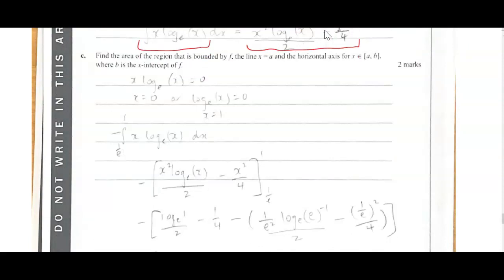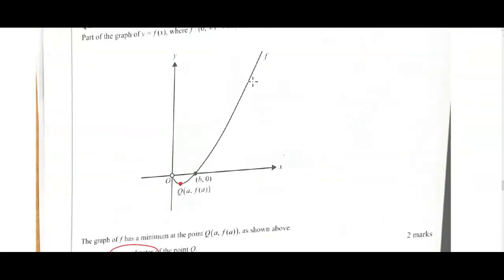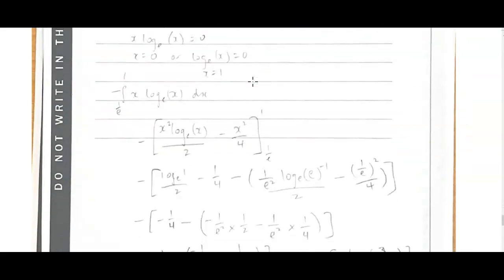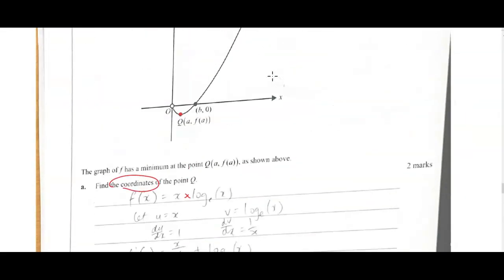Find the area of the region that is bounded by F, the line x equals a, and the horizontal axis, where b is the x-intercept of F. Okay, so just trying to think of what I did here. Did we get the graph? Yes, we did. Okay, so I'm just trying to remember what region I want. The area region that is F, x equals a, and the horizontal axis. Okay, so we want just this in here.